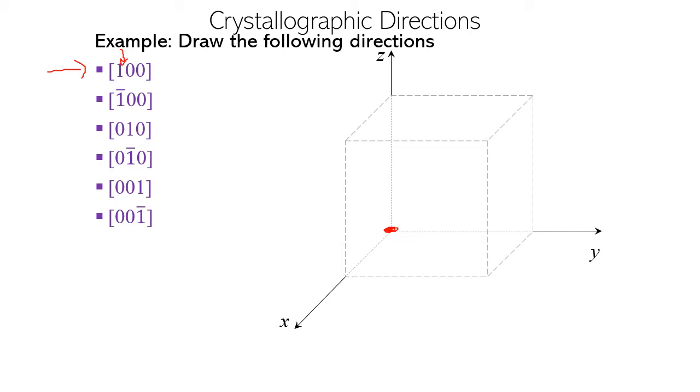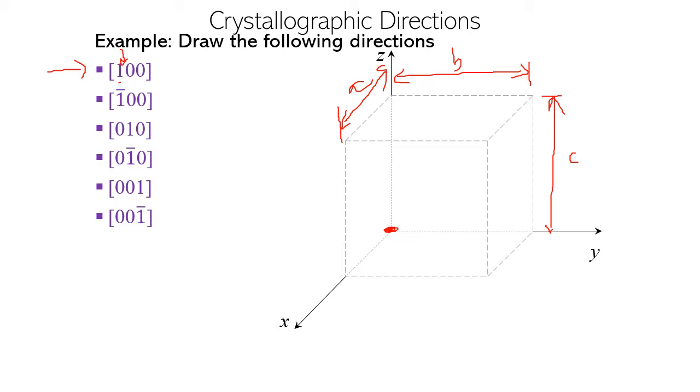Okay, so 1 is the first index. That means we have to travel the entire unit cell edge length along the x-axis. So let me draw the edge lengths here. The edge length along the x-axis is A, along the y-axis is B, along the z-axis is C. So those are the edge lengths along the x, y, and z axes.